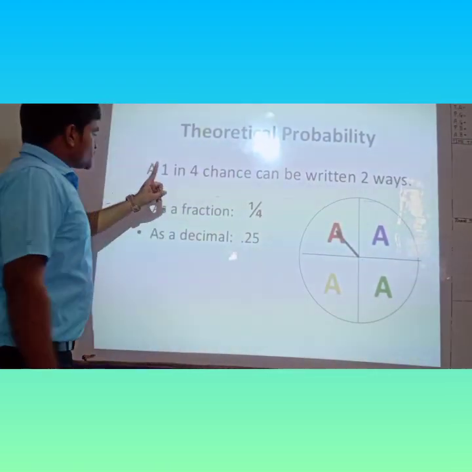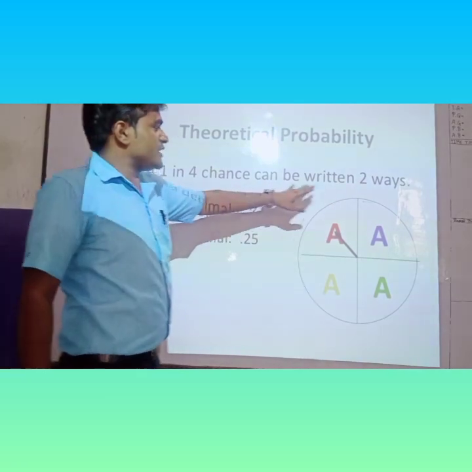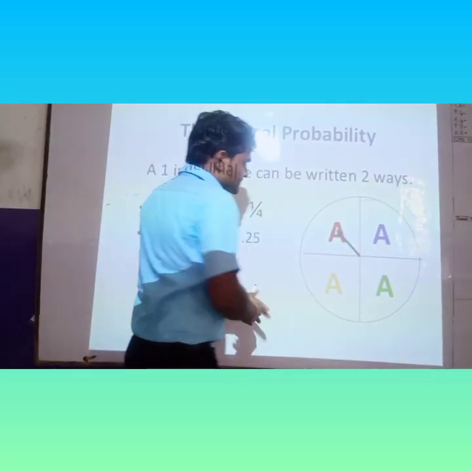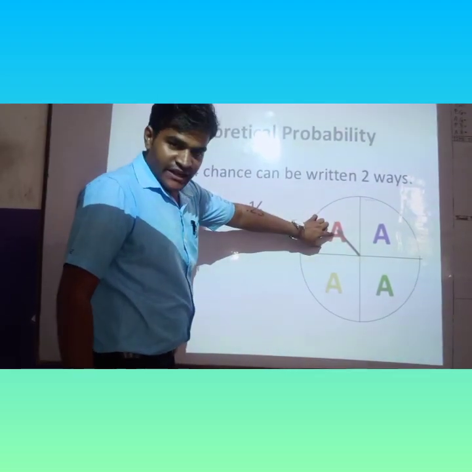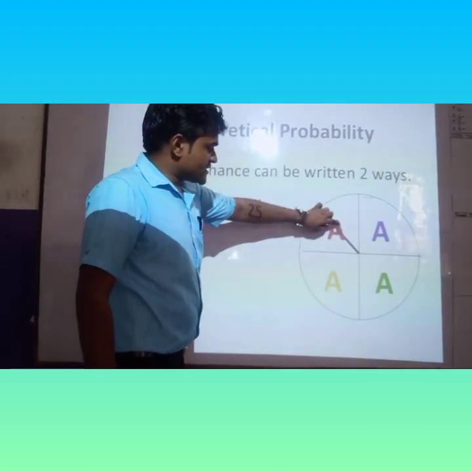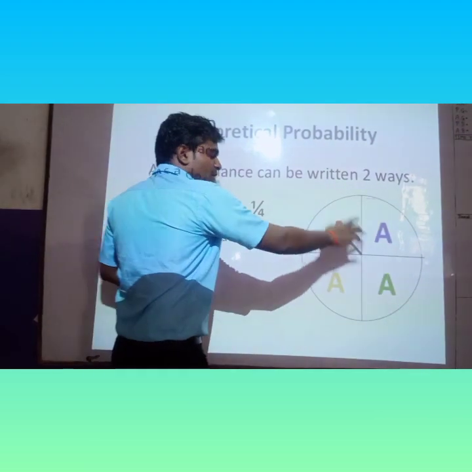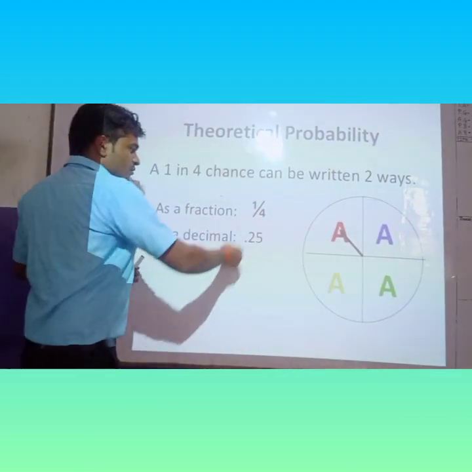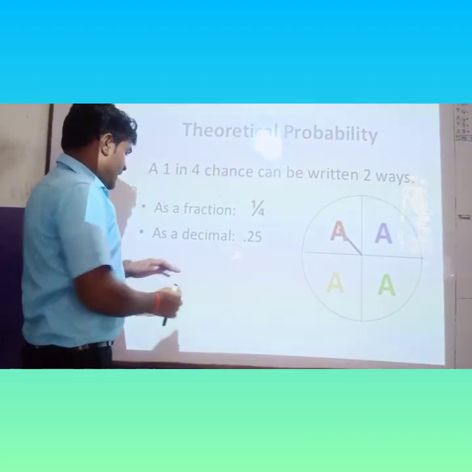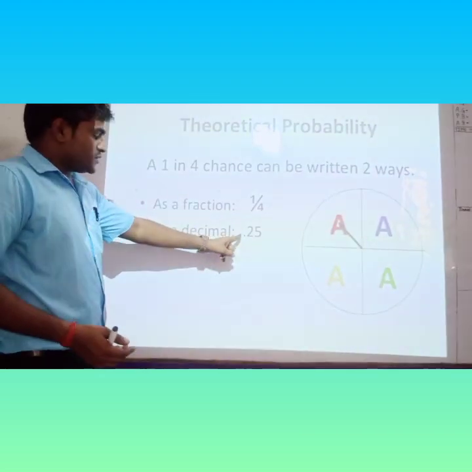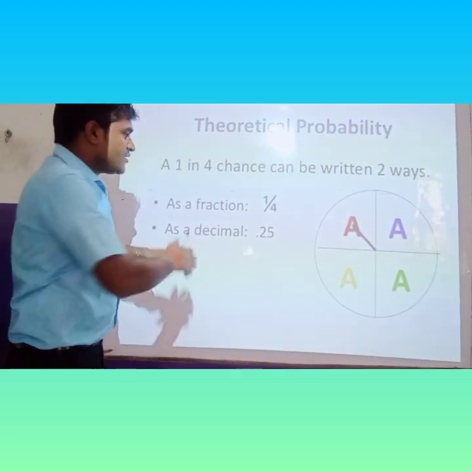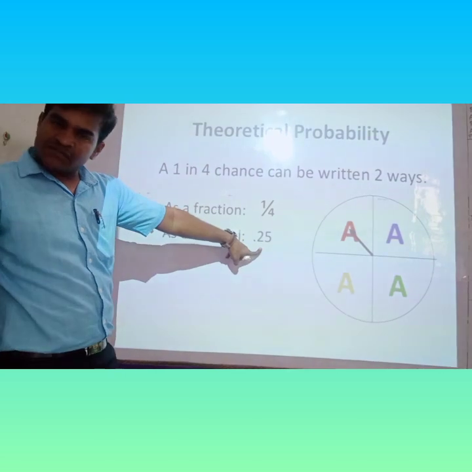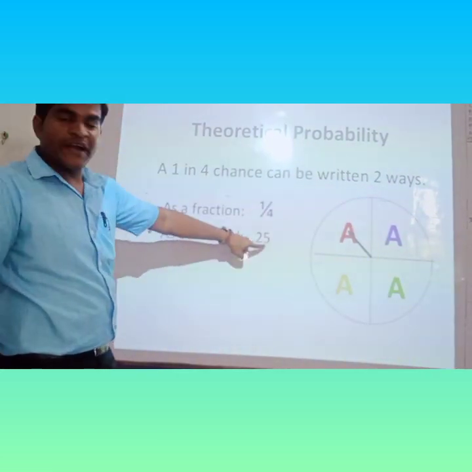How? A 1 in 4 chance can be written in two ways. Okay, children, in this spinner, the red section with A is 1, and the total possible outcomes are 1, 2, 3 and 4. So, children, as a fraction we will write 1 upon 4, and as a decimal we will write 0.25. How can you convert this fraction into a decimal? So what you will get is 0.25.